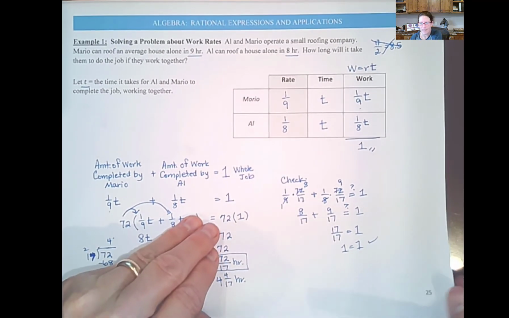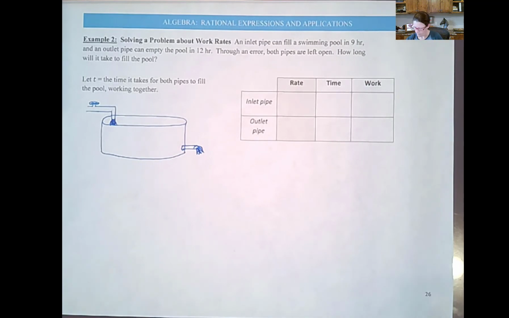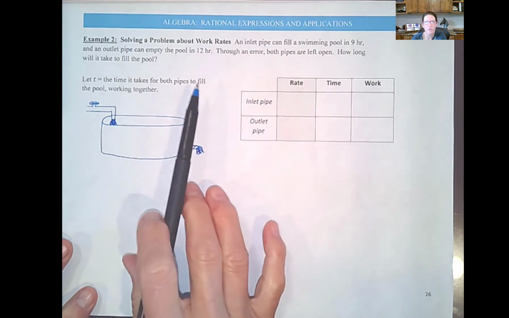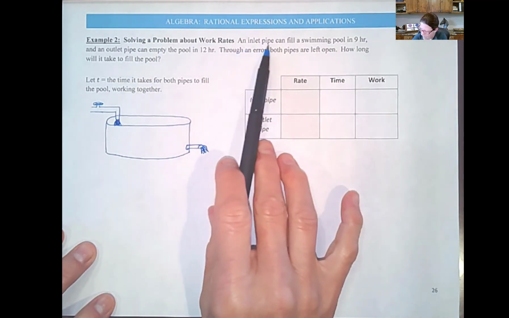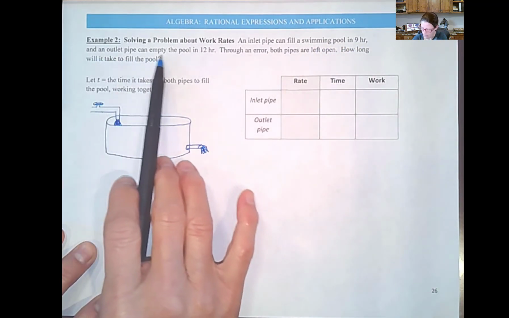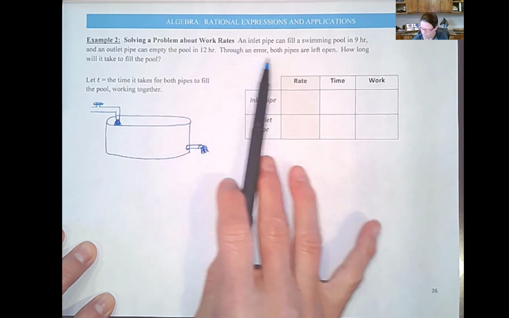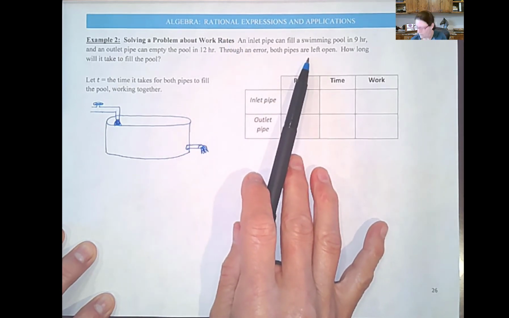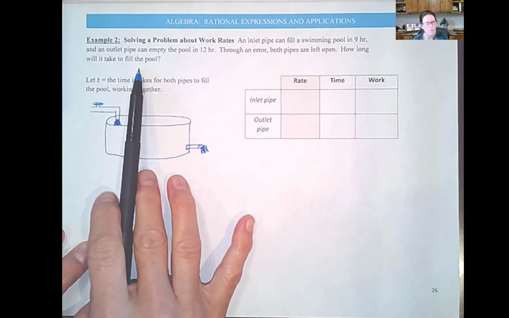Let's work a second problem. Here in example 2, we're going to again solve a problem about work rates. An inlet pipe can fill a swimming pool in 9 hours, and an outlet pipe can empty the pool in 12 hours. But through an error, both pipes are left open. Fatal error, huh? How long will it take to fill the pool?